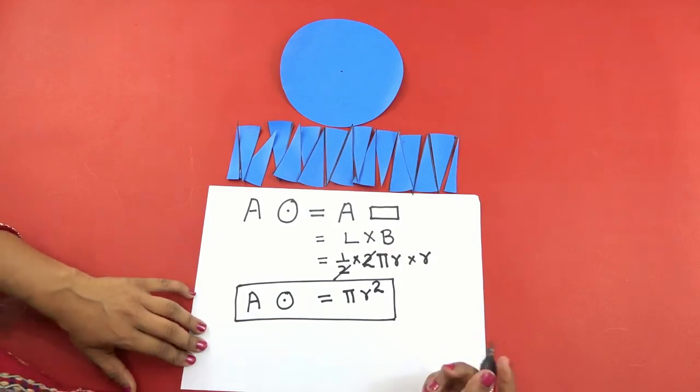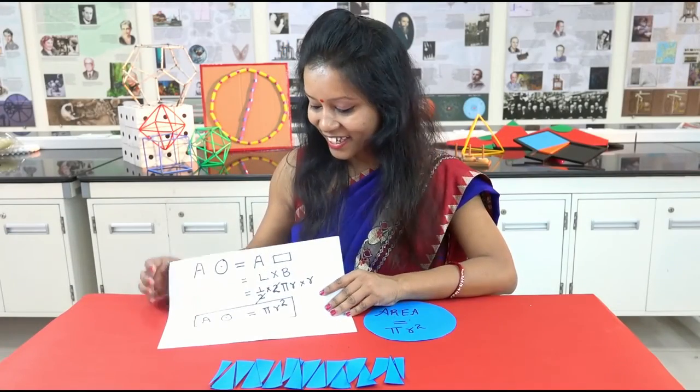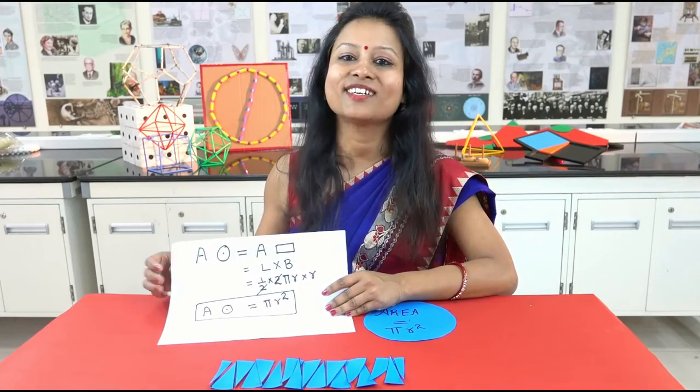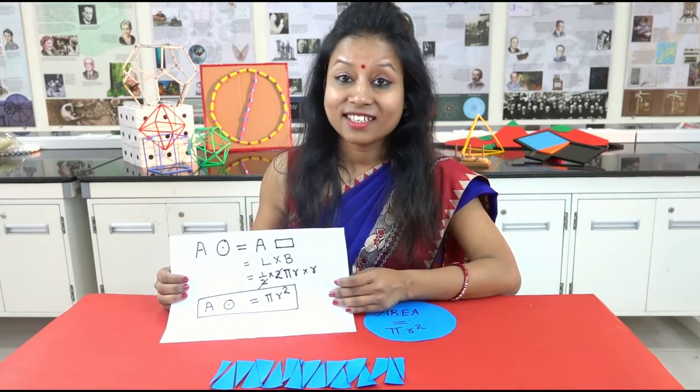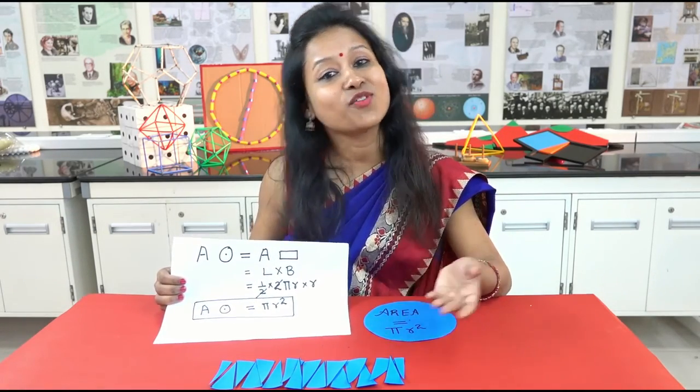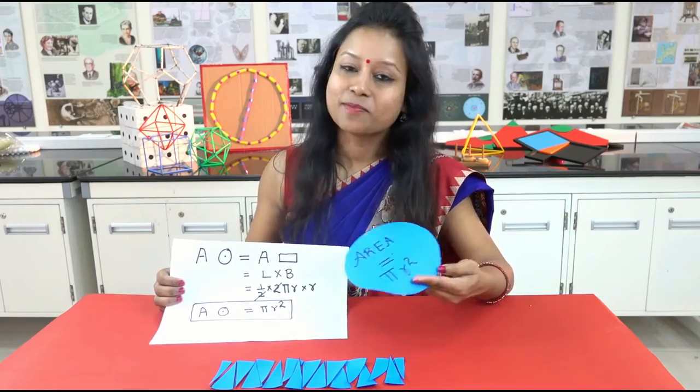Isn't it interesting? Friends, we have found that the area of the circle is pi r square in this simple derivation form. Like this, you can also find out areas of various shapes in this simple manner.